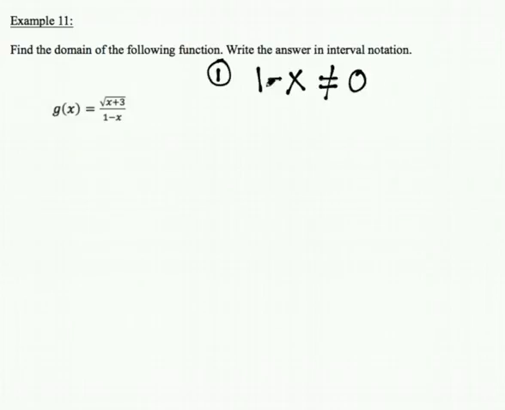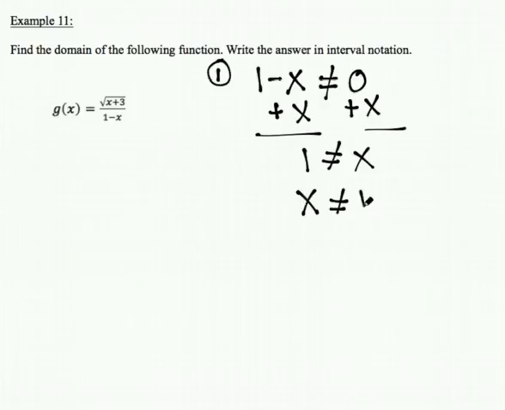Some of you may subtract 1 from both sides. I'm just going to go ahead and add x, so I only have to do one step. So 1 cannot equal x, and I don't like it that way, so I'm going to write x cannot equal 1. So that's one part of my domain.